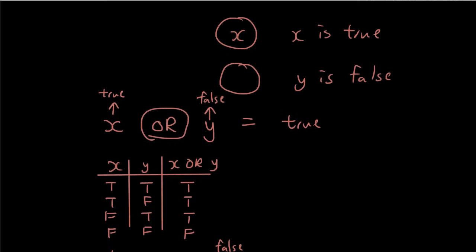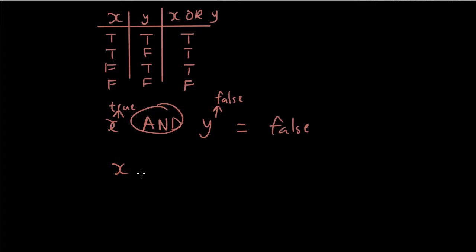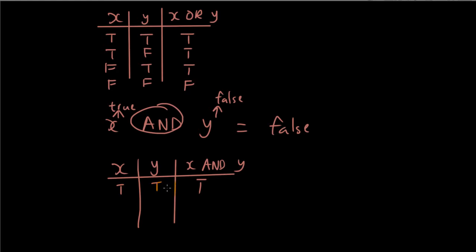The reason for that is because the AND operator basically is saying that both of these variables have to be true in order for the answer to be true. So the only time x and y is true is when both of these are true. X is true, y is true, then x and y is true. Otherwise, if one of them is false, then x and y will be false.